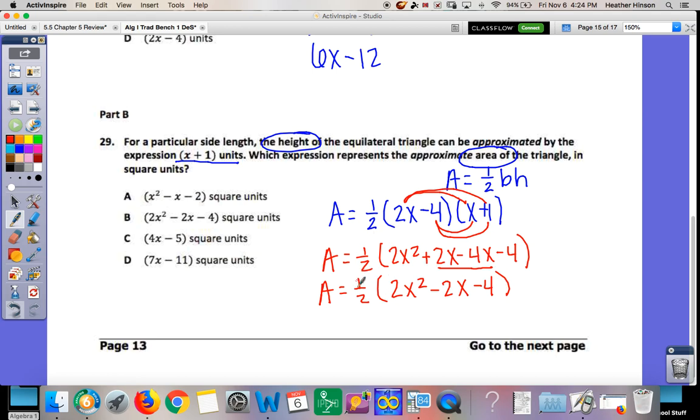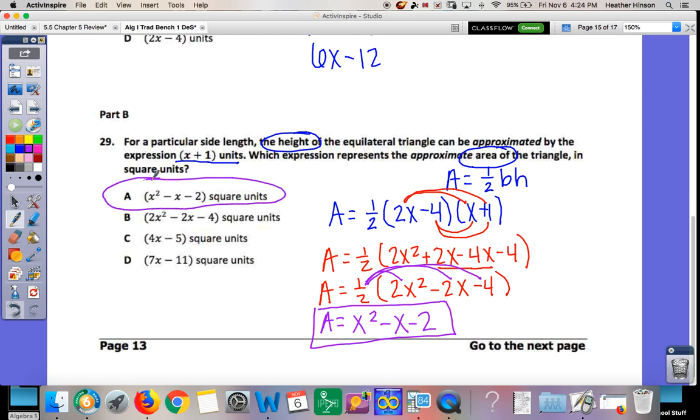Then we got that 1/2 out front, and we can just distribute that. So half of 2x squared, half of 2 is 1, so x squared, or 1x squared. Half of negative 2x is negative 1x. Half of negative 4 is negative 2. So x squared minus x minus 2. And that matches A.